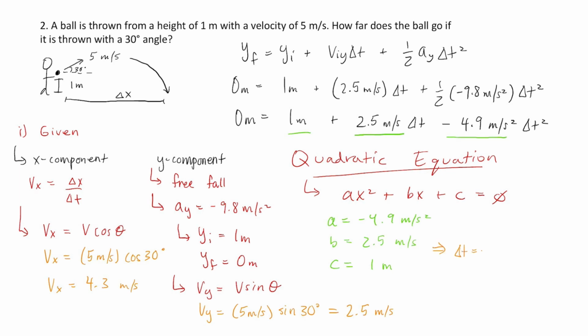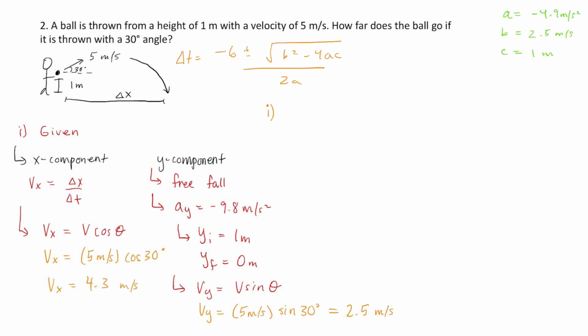Now how do we solve for delta t when we have a quadratic equation? Well, you need to use the quadratic formula, which says that delta t is equal to negative b plus or minus the square root of b squared minus 4ac divided by 2a. And now looking at this quadratic formula, we have a plus and a minus, which means there's two possible solutions. We have negative b plus the square root of b squared minus 4ac divided by 2a, and we have negative b minus the square root of b squared minus 4ac divided by 2a. And now one of these solutions will be correct, while the other will not be possible.